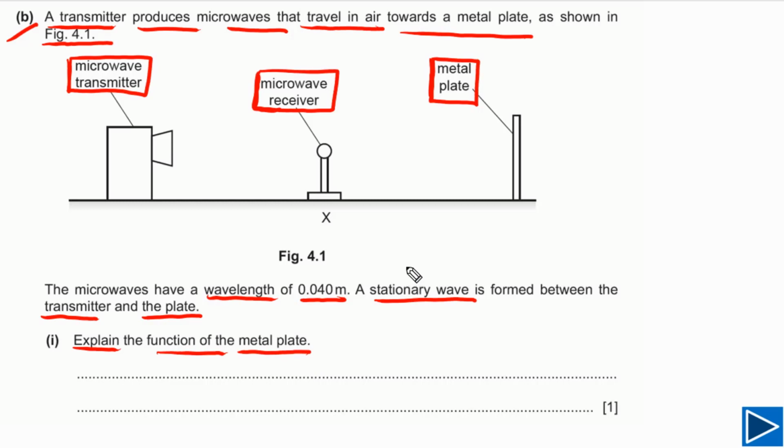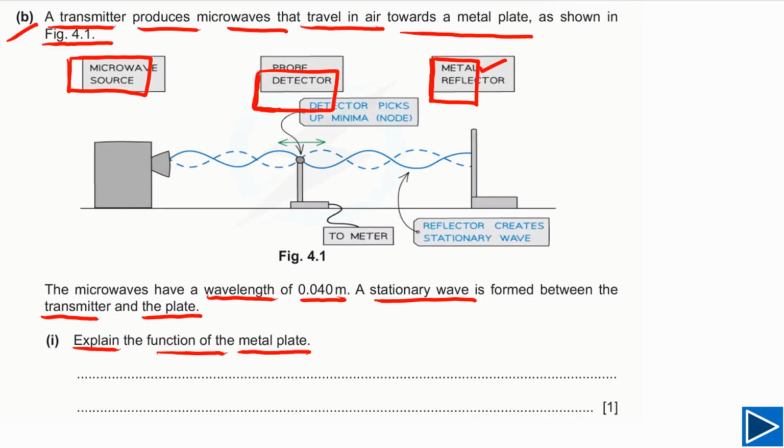First thing we need to understand is that a stationary wave is a resultant wave of two waves. If there is only one wave, there will be no stationary wave. So it means we need two waves, one incident wave and one reflected wave. When those two waves meet, they will form a stationary wave. So the purpose of this metal plate is to reflect microwaves. This is very simple how you can answer.